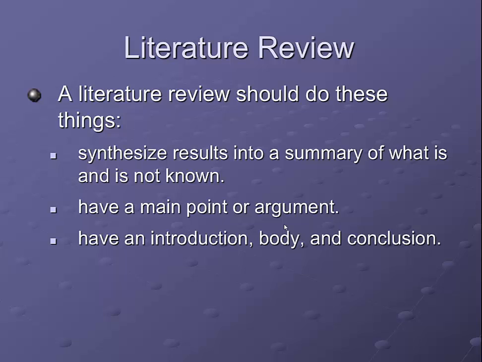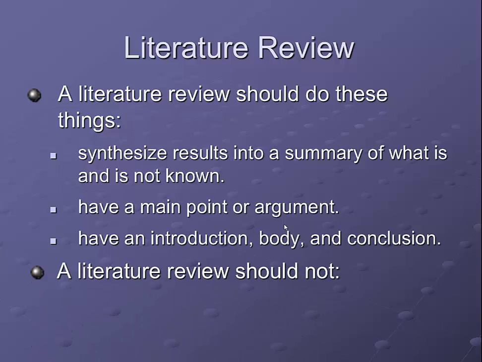Typically, a literature review will have an introduction, body, and a conclusion. So that's how we organize our literature review, with an introduction, body, and conclusion. What a literature review should not do is simply list all of the articles that you read and summarize each article individually. Another thing you don't want to do is provide idiosyncratic or specific information. So for example, you don't want to put down all the types of information in a particular study. You simply want to synthesize and summarize it.